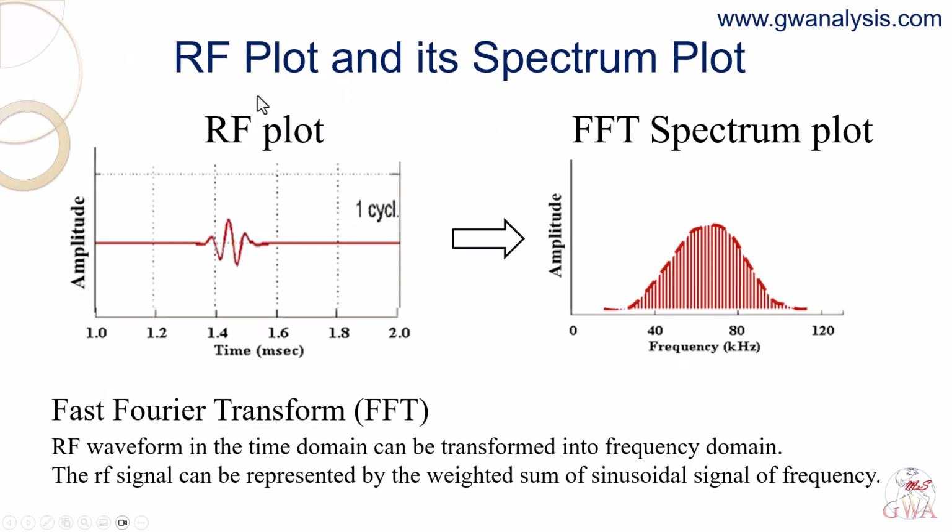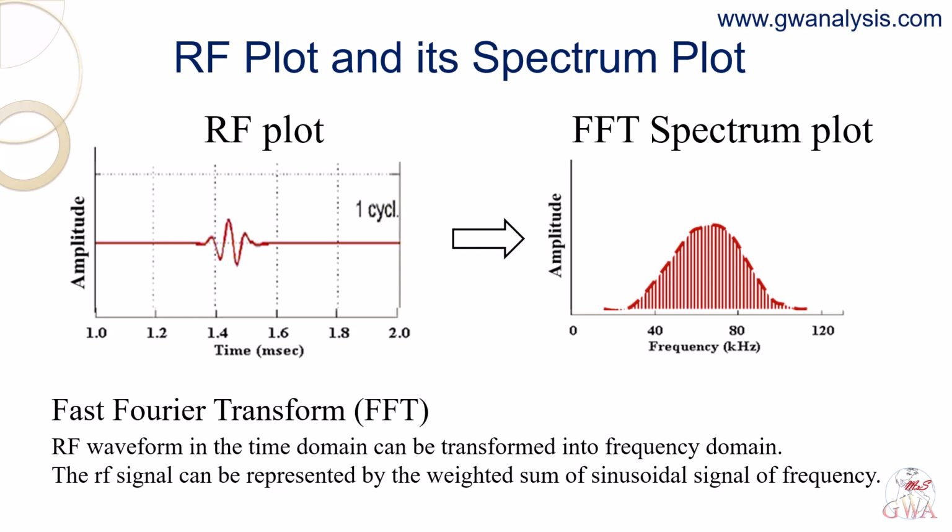This slide shows the RF plot and its spectrum plot. Any RF waveform can be transformed into the frequency domain using fast Fourier transform. The spectrum plot shows the frequency distribution of the RF signal. For example, if you hear hello from a handphone, you recognize who is calling if the caller is your close friend. Your brain uses this spectrum analysis of the voice to recognize who is calling.